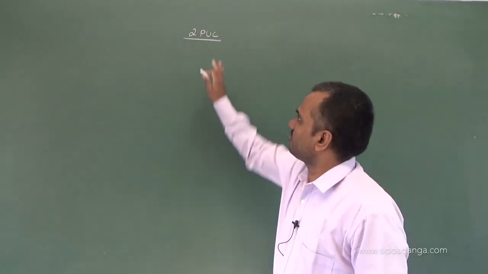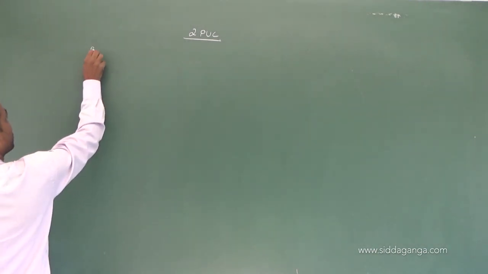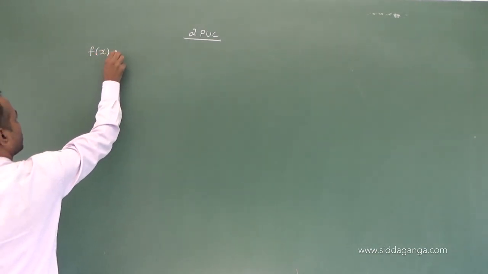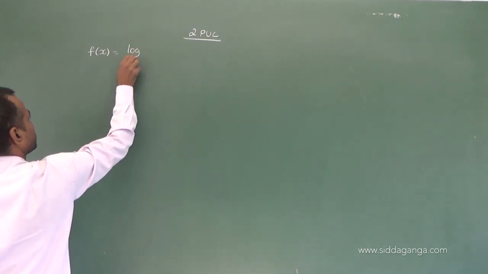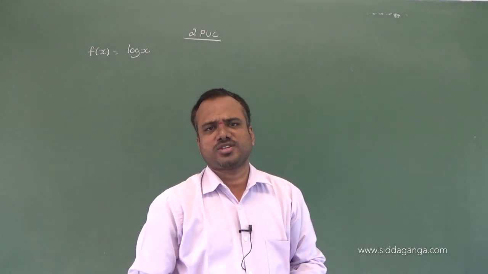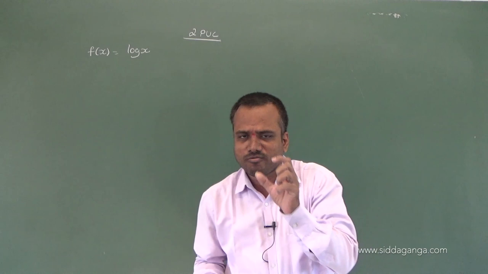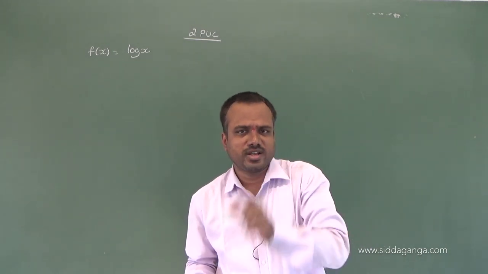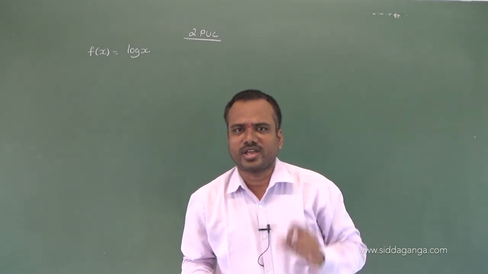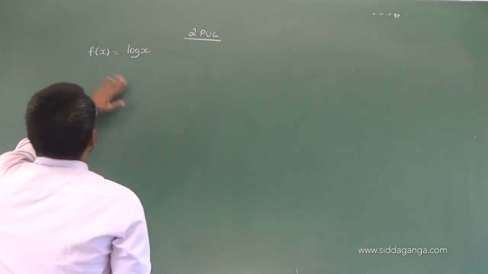One more formula for second PUC. It is not in first PUC. One more function. f of x is equal to log x. Now we are finding the derivative of log x, which is very important.